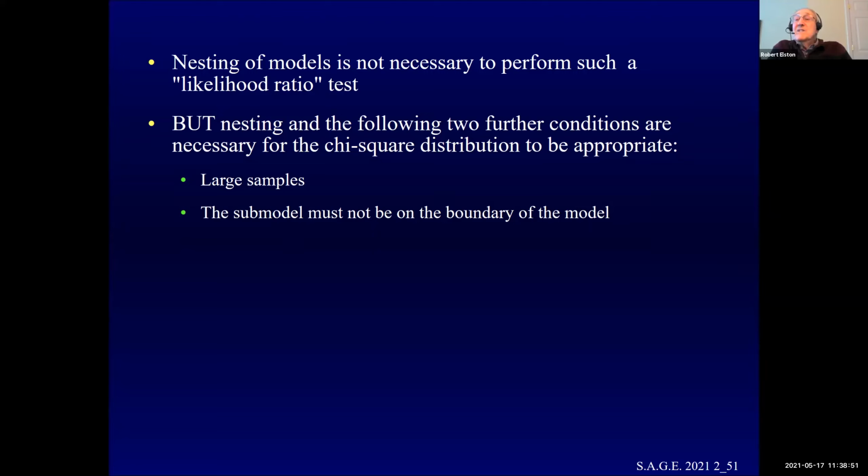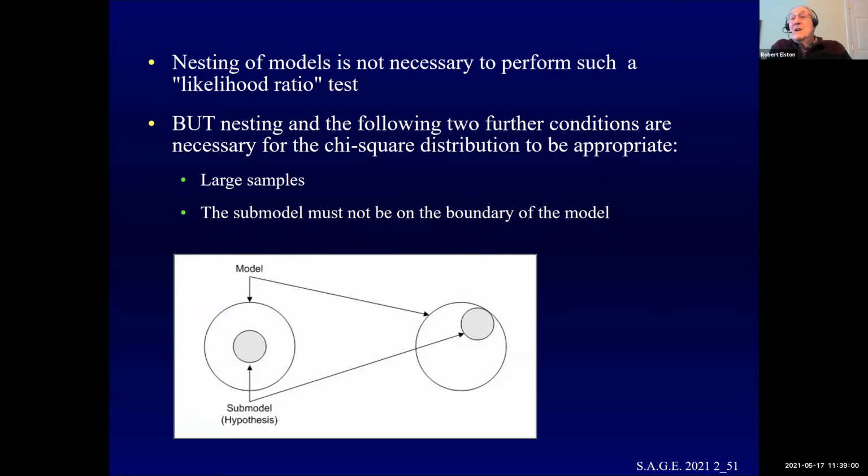Now, the next thing is the submodel or null hypothesis must not be on the boundary of the model, which we can see here. You see, we can think of the model with a submodel in it. This is just 2 dimensions. If that submodel or hypothesis is on the boundary, then all bets are off, or at least there are ways of doing things there, but you can't just use the ordinary chi-squared distribution as such.